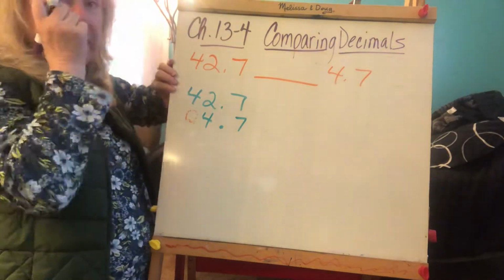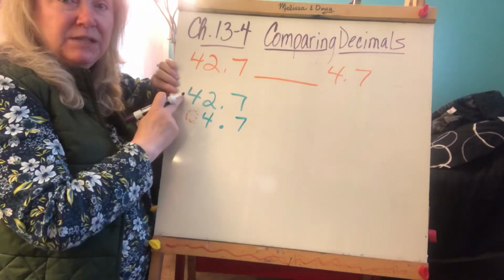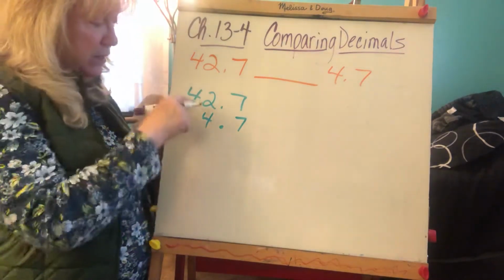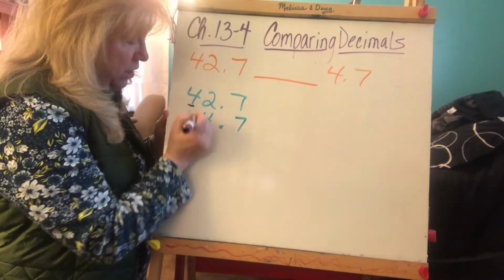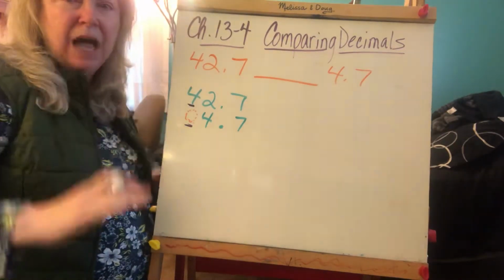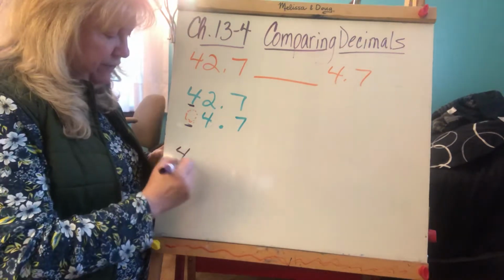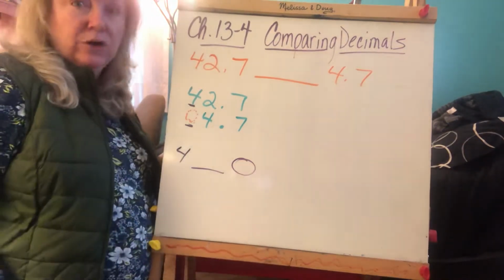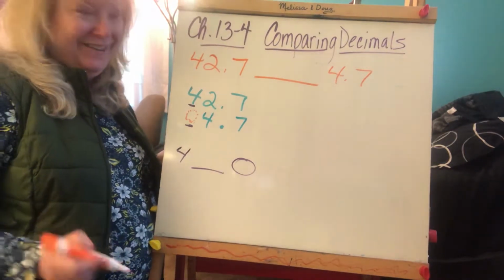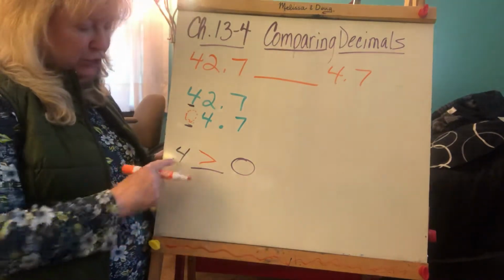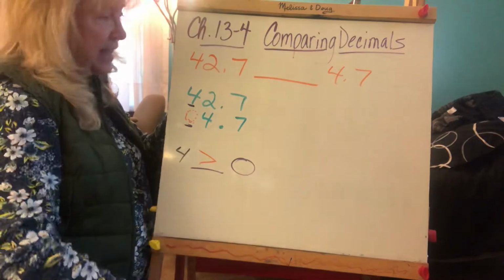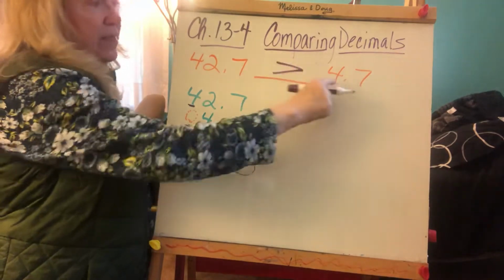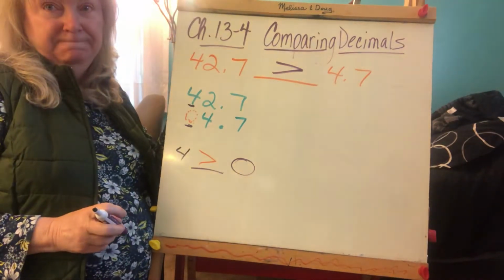So now step 2 says start at the left at the greatest place value and keep comparing for step 3 until you get something that's different. Well, look at this. We've got a 4 and a 0, so we can stop comparing right now. They're different than each other. How does 4 compare to 0? Is it greater than, less than, or equal to? I'm really hoping that you told me it was greater than. So if you did, then 42 and 7/10 is also greater than 4 and 7/10.